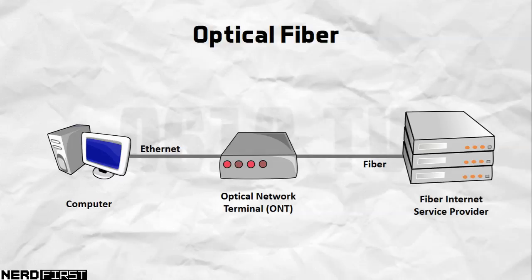Since fiber is essentially light going through a glass tube, you're gonna need some sort of equipment to turn that into, well, electrical signals, what your devices can understand. That's what your optical network terminal, or ONT, actually does. It translates those light signals into electrical signals, which you can then plug your router or your devices into.